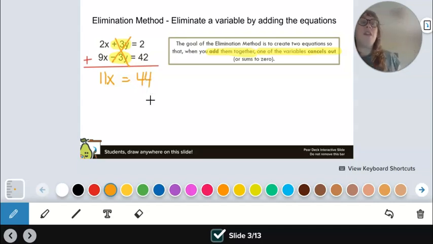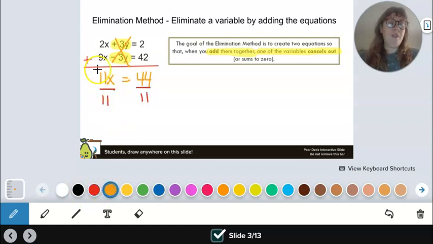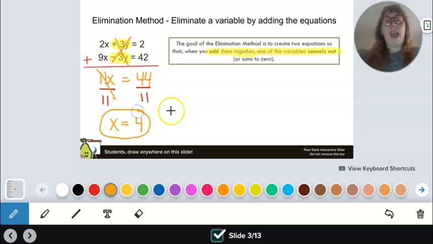And now we have this really simple one-step equation. So 11 times what is 44? Well, we'll just divide both sides by 11. 11 divided by 11 is 1. So we just have 1x equals 44 divided by 11 is 4. And just like that, we have one of our coordinates for the system.